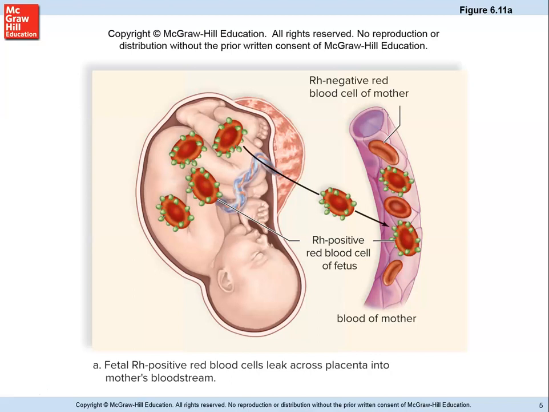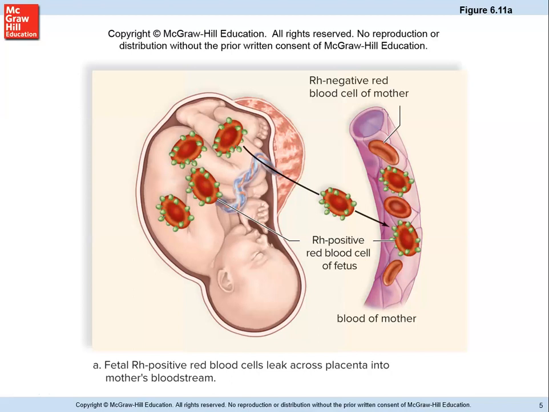And if you have an Rh negative mother, so an O negative or an A negative or whatever negative mother who has a positive baby because the dad was positive, then the red blood cells from the baby would be identified by the mother as foreign invaders, and the mother would then mount an immune system reaction to kill it.